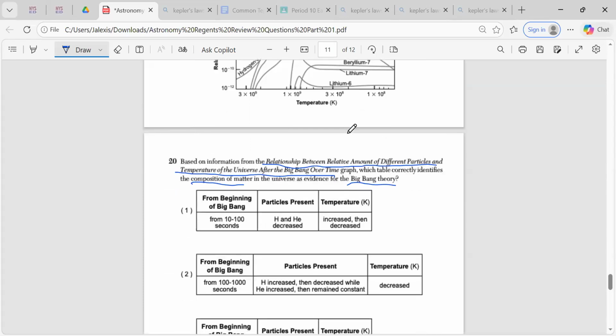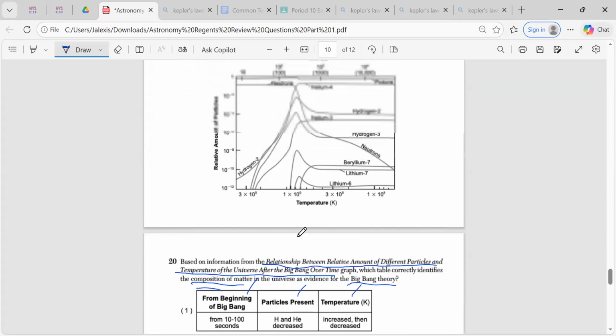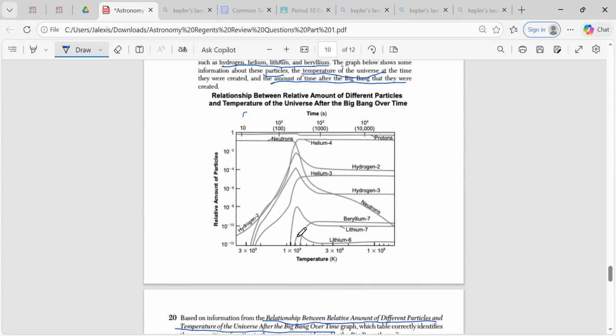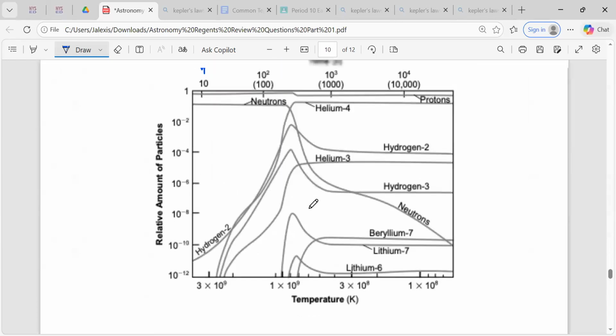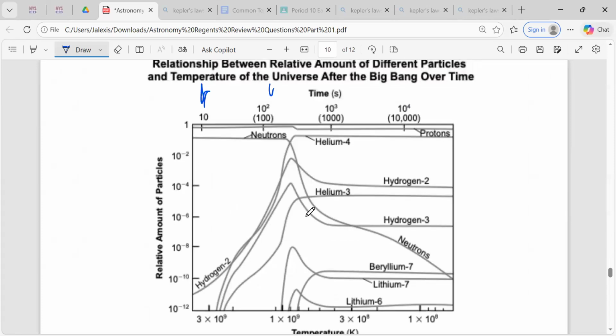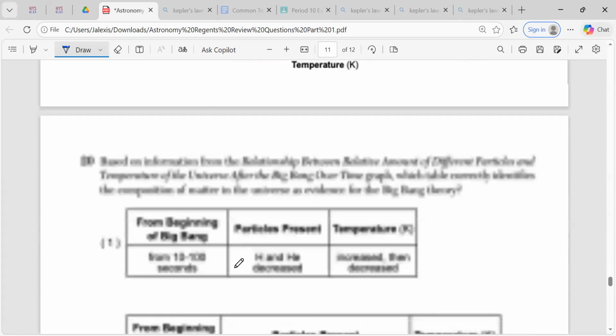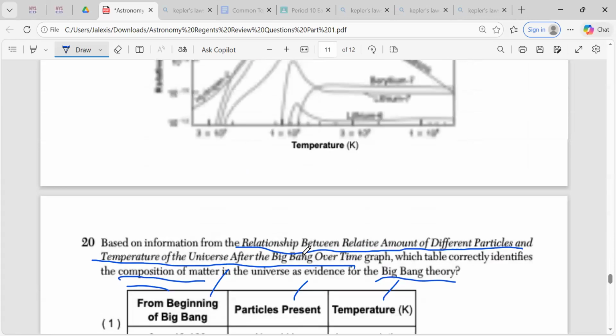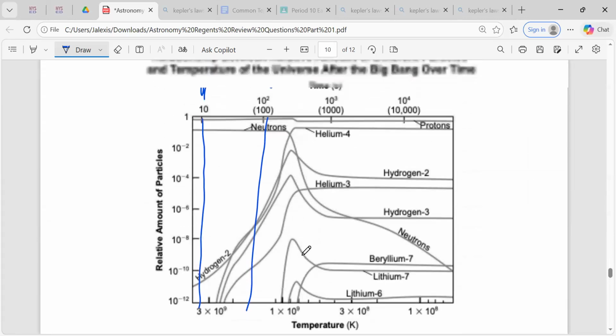So this chart is separating the three things from the graph, right? Time, particles present, and the temperature. So I'm looking for which one is true, all right? From 10 to 100 seconds, H and He decrease. Let me see if that's true. From 10 to 100 seconds, and let me even zoom in right here. From 10 to 100 seconds, so I'm only looking at this area right here. It says H and He decreased.